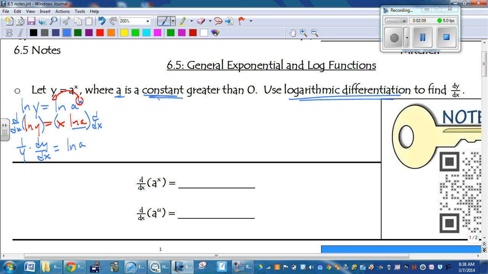And then our last step to get dy dx by itself, we have to multiply both sides by y. So what we end up with for dy dx is natural log of a times y. But we can replace y with what it's equal to. Remember, y is equal to a to the x. So we have natural log of a times a to the x.